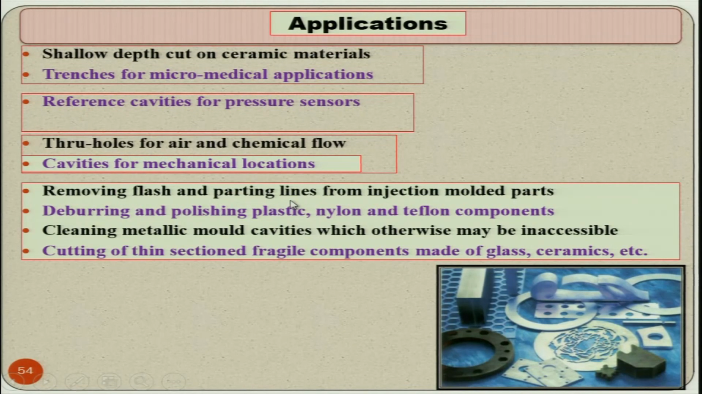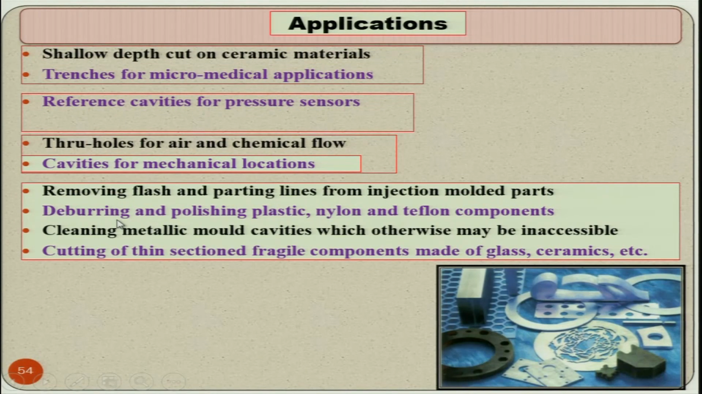Removing flash and parting lines from injection molded parts. Injection molded parts have flashes left over after molding, or parting lines are also left over after molding, and you cannot use the part with flash and parting line, and you have to clean them. For cleaning purposes you can easily use this particular process, and this is very commonly used for cleaning purposes by different industry people. And there you can select a proper combination or proper ratio of air and abrasive particles.